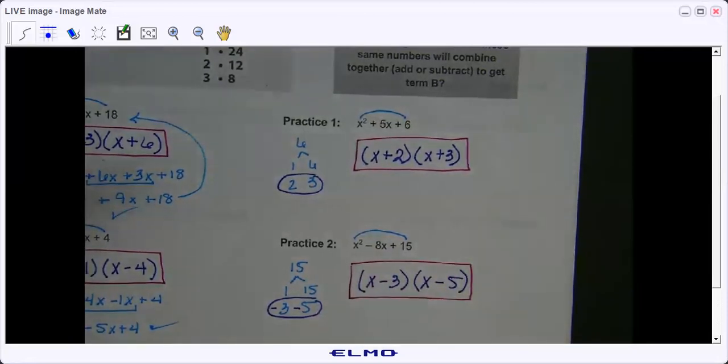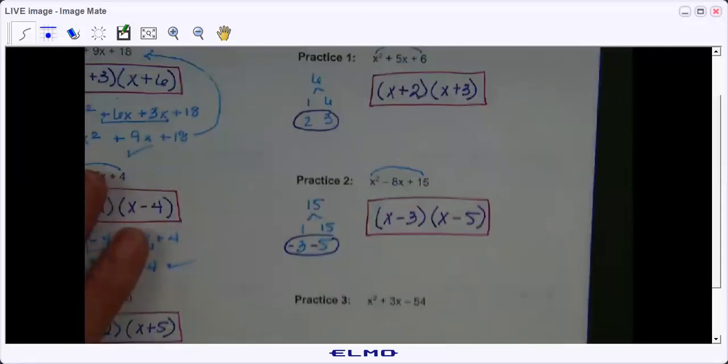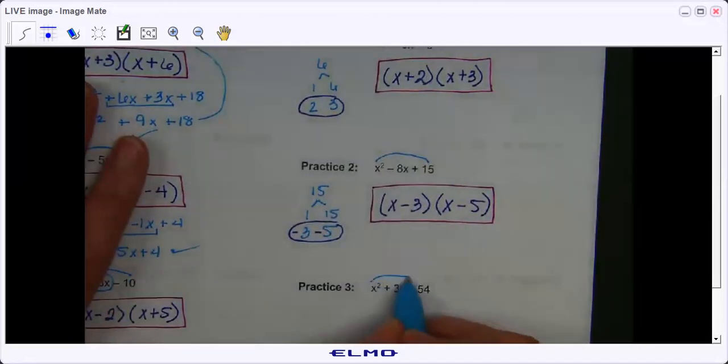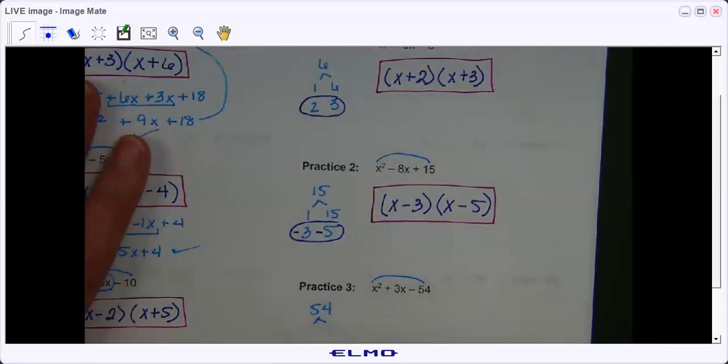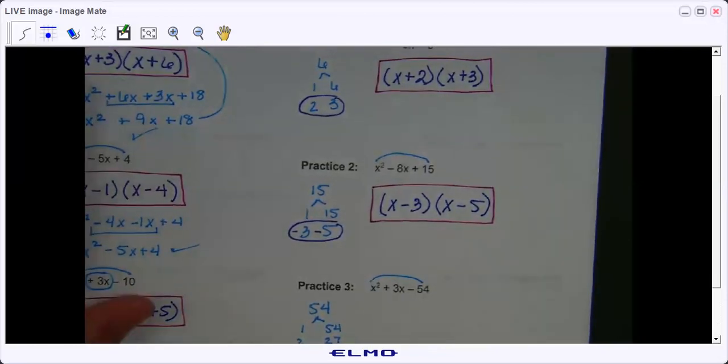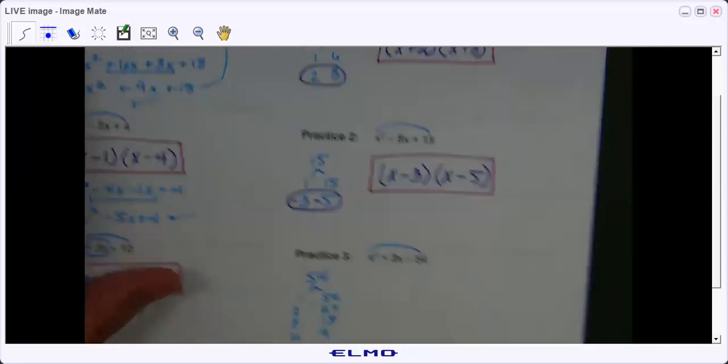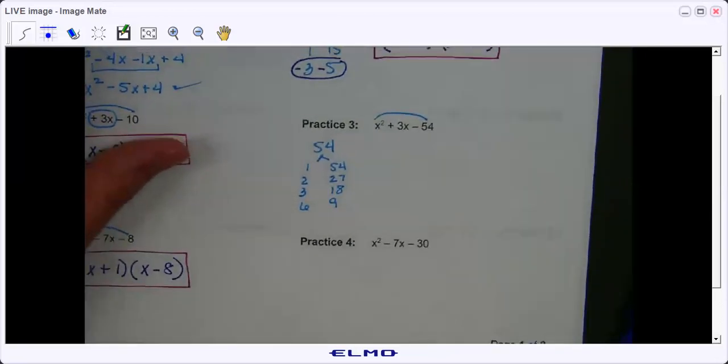All right, let's move on to practice 3. We need factors of 54 that will give us a 3. So we have 1 and 54. We have 2 and 27. We have 3 and 18. 4 and nothing, 5 and nothing, 6 and 9. 7 and nothing, 8 and nothing, and we're back at 9, so I can stop. Oh, sorry, you can't see my screen. These are all the factors of 54.